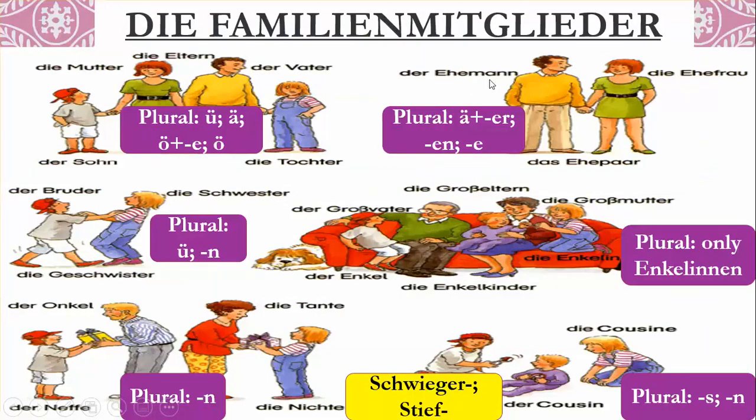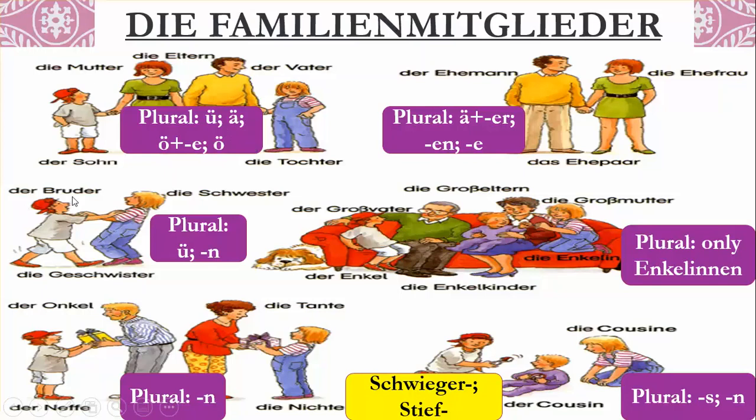In plural, Mann will have A getting umlaut and ER at the end of the word. So Mann becomes Männer. Frau will just get EN ending, die Frauen. Paar will get an ending of E in the plural, so it becomes die Ehepaare.